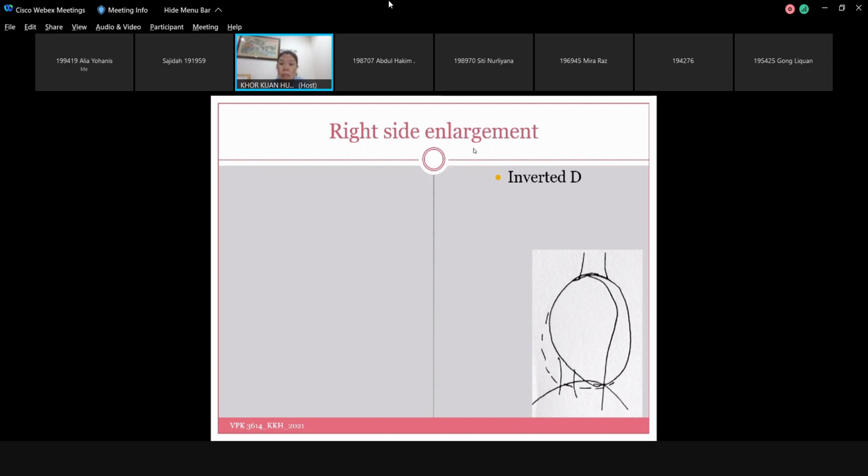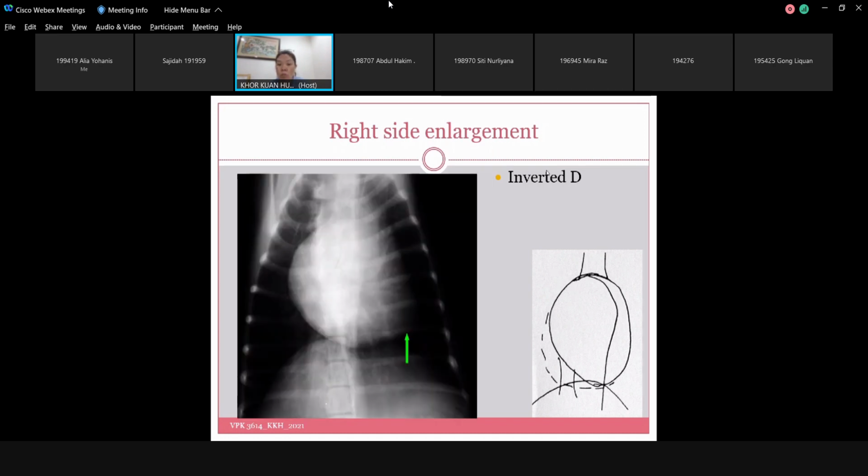Right-sided heart disease, in a DV view, the description would be inverted D. The apex of the heart will be shifted, and if you do an ECG, the mean electrical axis sometimes may even shift to this side because the volume is more here. So sometimes it depends. That's what is meant by mean electrical axis for dog. It may be shifted to somewhere here and it would be abnormal. Inverted D. The apex of the heart also may be shifted, and you can see that the heart is more rounded.